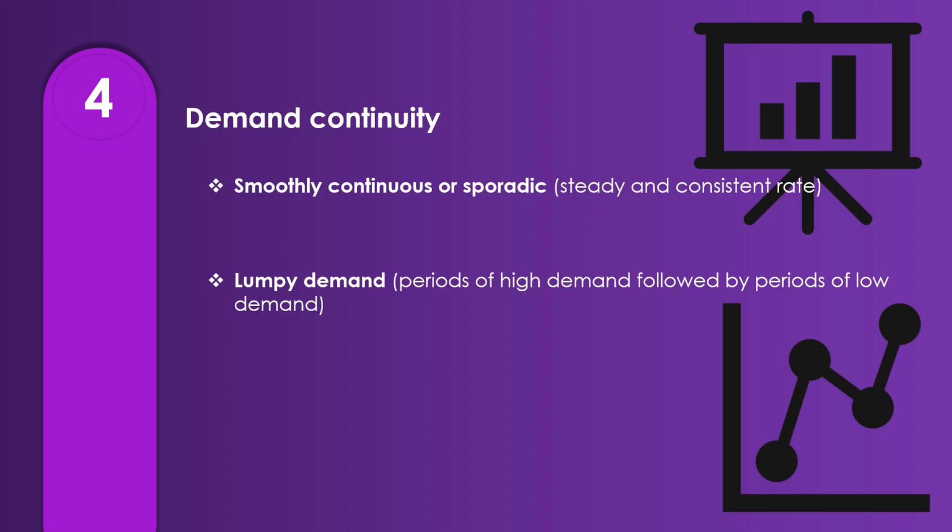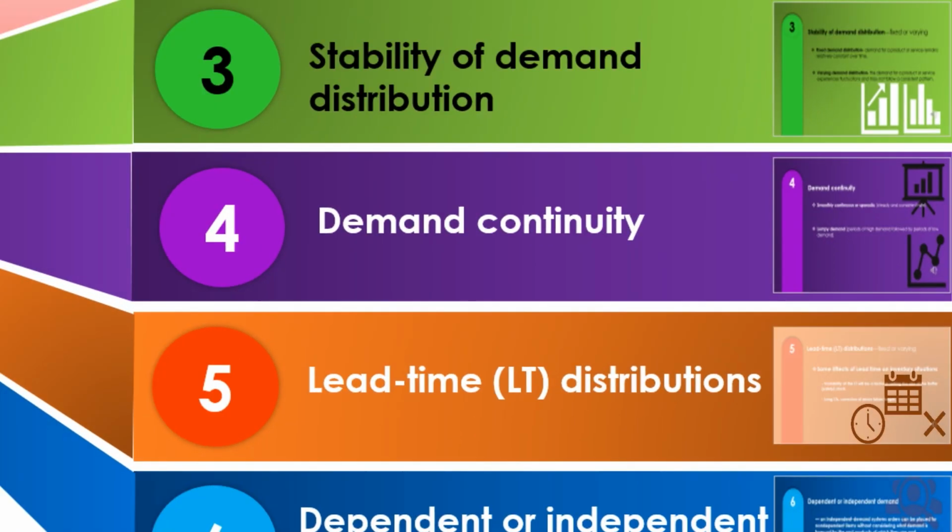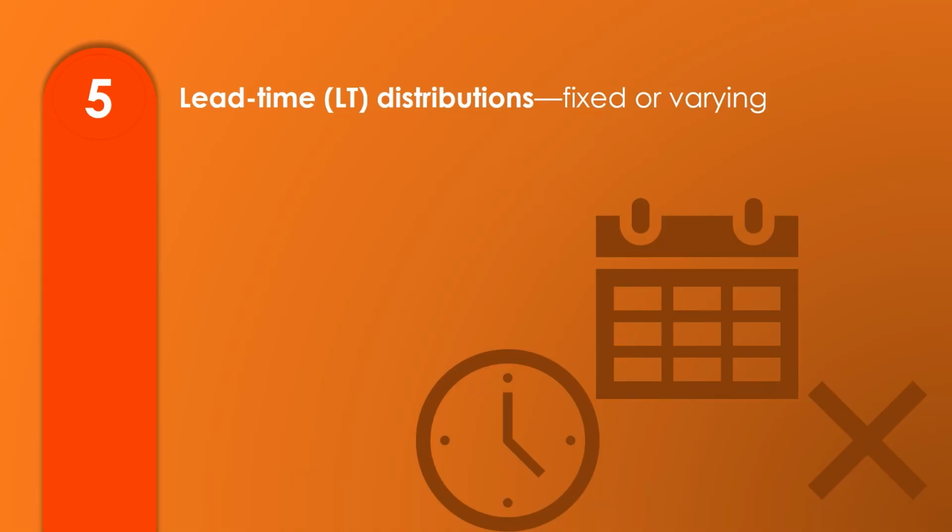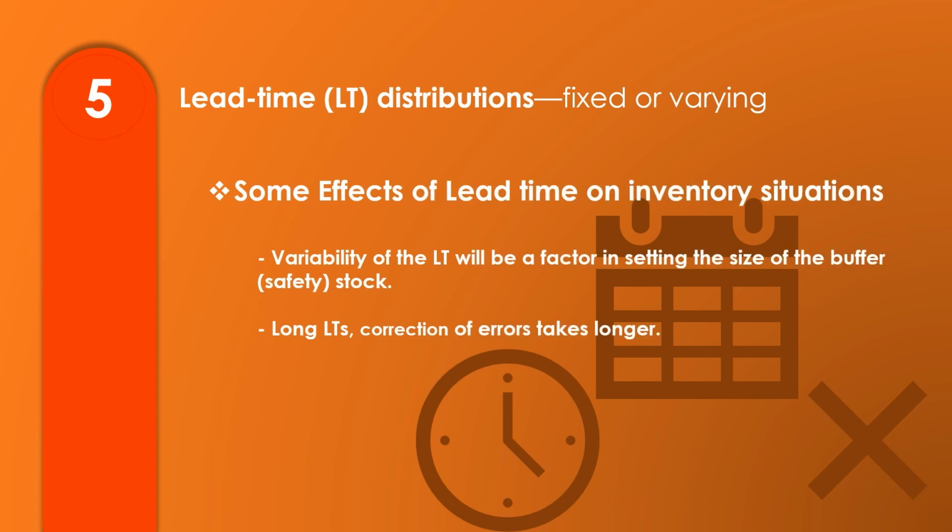Next is lead time distribution. So it's either fixed or varying. As defined, lead time is the interval between order placement and order receipt. Some effects of lead time on inventory situation: variability of the lead time will be a factor in setting the size of the buffer or the safety stock.